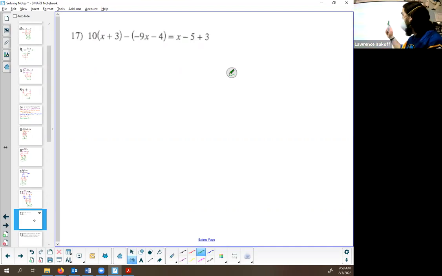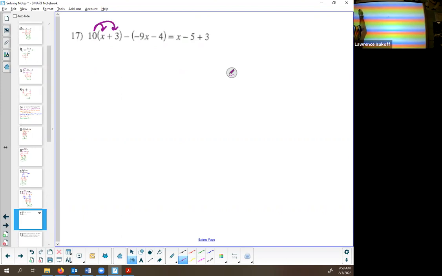So I have two places where I see parentheses. The first distribution is pretty straightforward here. That's this 10. So that will be 10x plus 30.